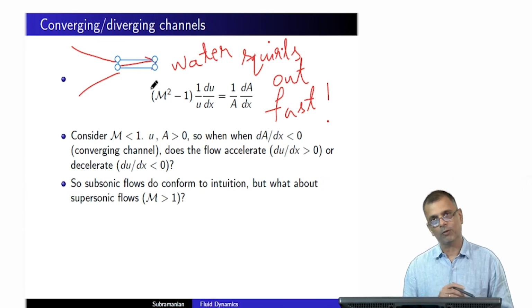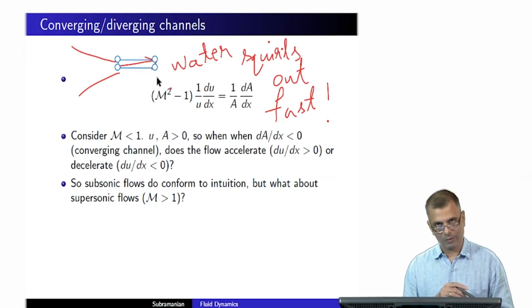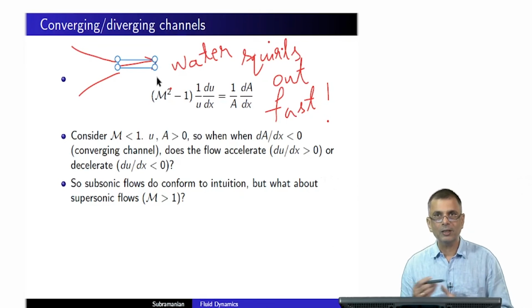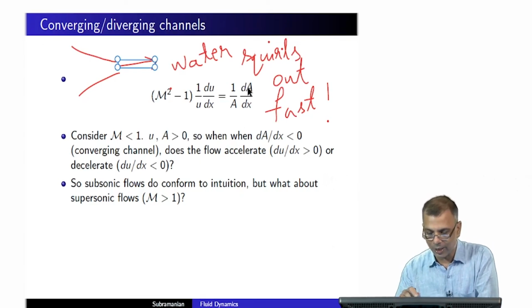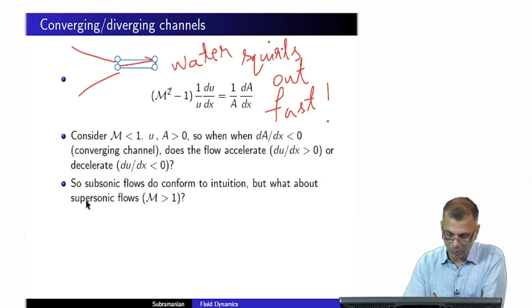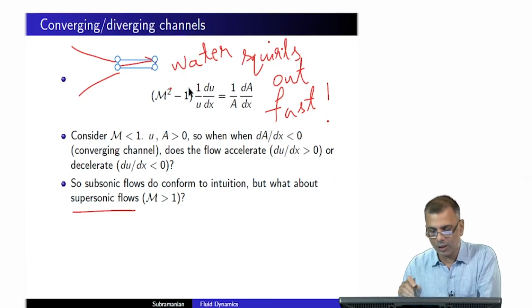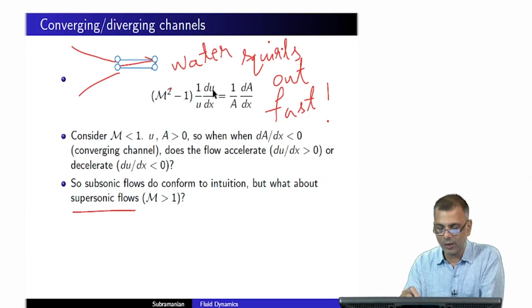What about supersonic flows? In that case, this quantity M squared minus 1 is larger than 0, and the entire thing gets reversed. Now we are talking about supersonic flows, so this quantity is always positive. Once this is positive, if dA/dx is negative, then du/dx is also negative. It's forced to be negative. If dA/dx is negative, in other words, if it's a converging flow, du/dx is forced to be negative.